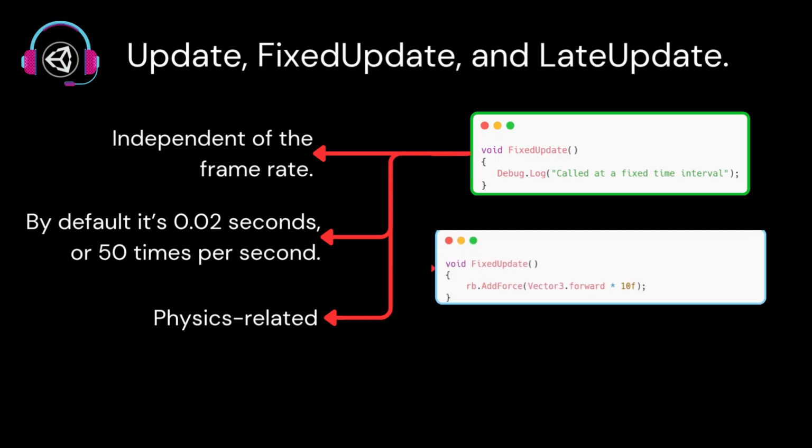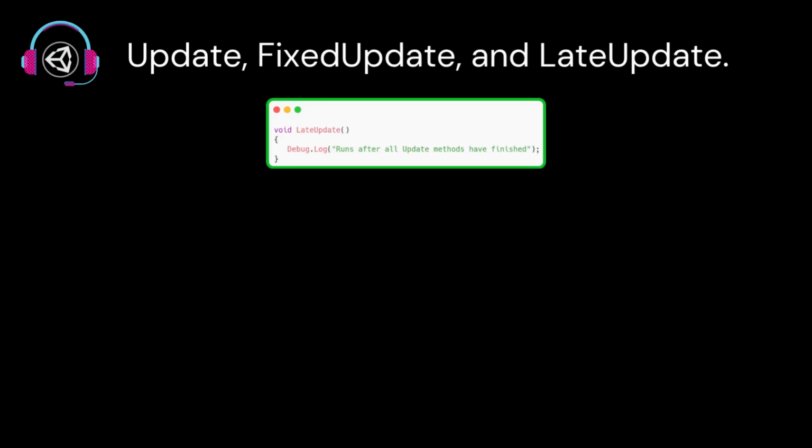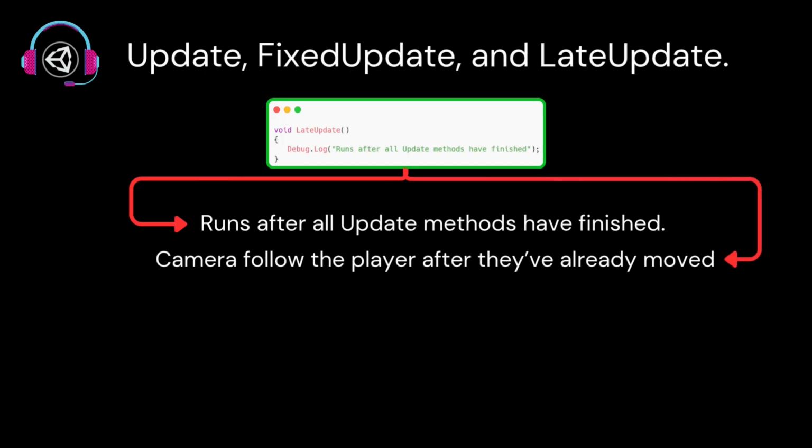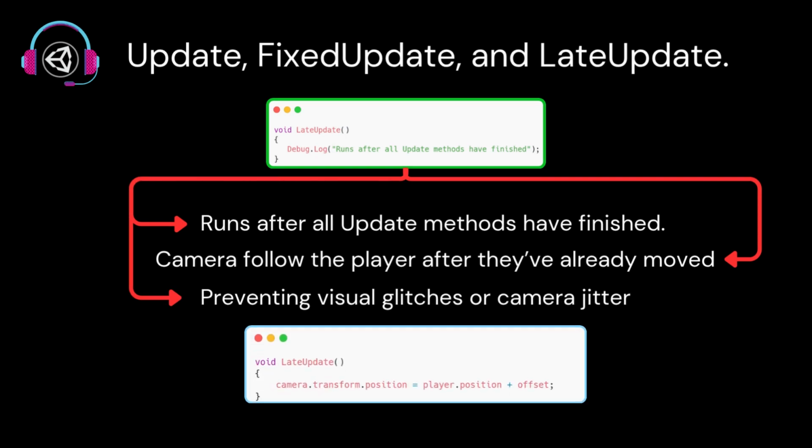And finally, LateUpdate. LateUpdate is called once per frame, but it runs after all Update methods have finished for every game object. That makes it ideal for things that depend on the final state of objects, like having the camera follow the player after they have already moved. By running last, LateUpdate ensures everything is in its final position for the frame, preventing little visual glitches or camera jitter. So here is the quick rule of thumb.